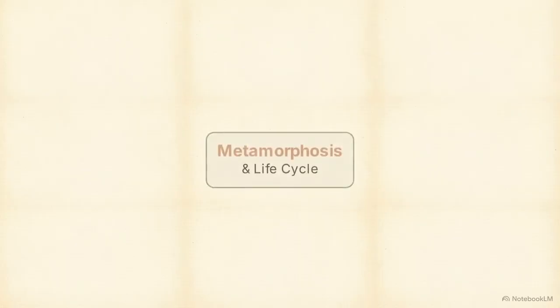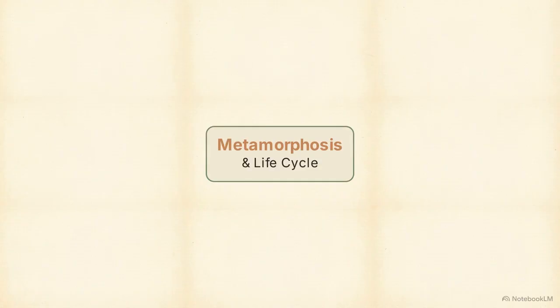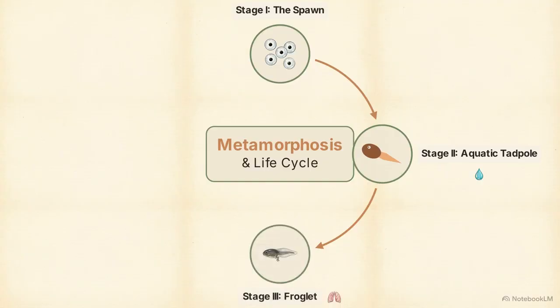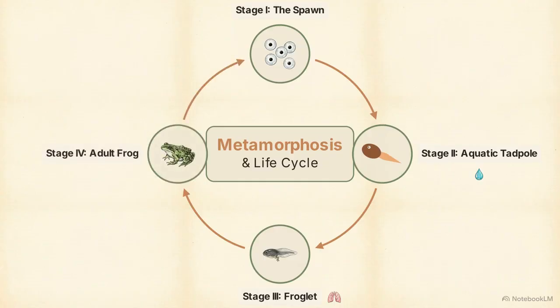The frog's life cycle demonstrates this dramatic shift. It begins as a cluster of jelly-like eggs that hatch into aquatic tadpoles, organisms that rely on gills and tails to live entirely underwater. As it matures, the tadpole grows legs, absorbs its tail, and develops lungs to breathe air. It emerges as an adult frog, ready to begin the cycle again on land.